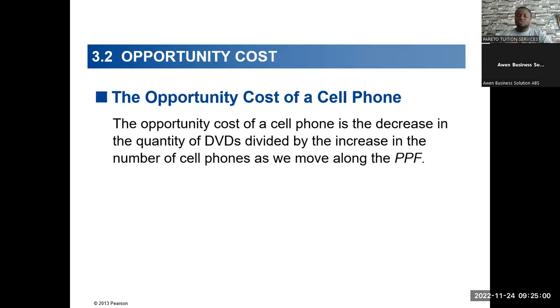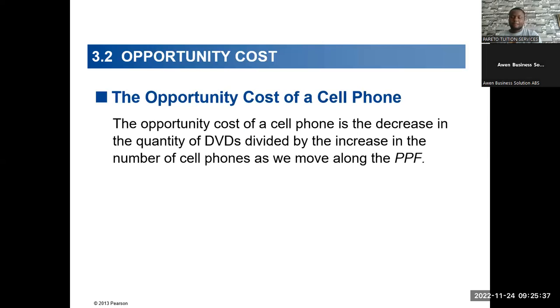Okay, so just assuming that when we produce an extra unit of cell phone, we have to sacrifice 2 units of DVDs. What this means is that the opportunity cost of producing an extra unit of cell phone is going to be the 2 units of DVDs that we have sacrificed divided by the 1 unit increase in what? In the production of what? Cell phone. So it's the quantity of the one you are sacrificing divided by the quantity of the one that you are gaining. Is that okay?